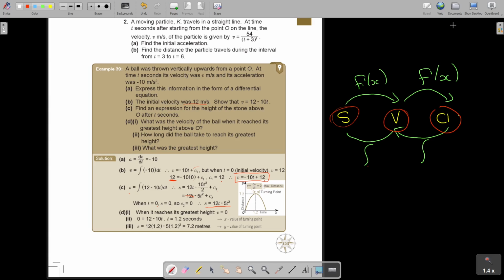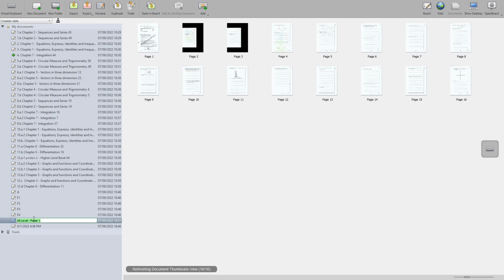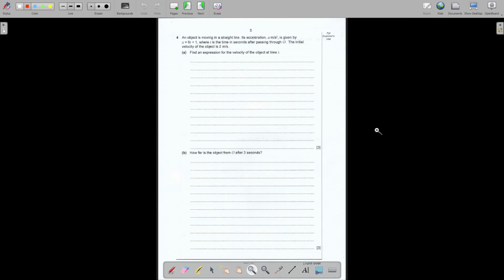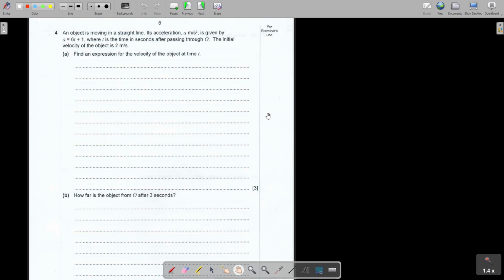Okay, let's go back to the question paper. I'm just going to make it bigger. I think that was a very straightforward example. So I'm reading again and I underline a few things. An object is moving in a straight line. Its acceleration there is given, and there is the formula, where t is time after passing O. The initial velocity, that is when t is the beginning, is 2. Now, find an expression for the velocity of the object.